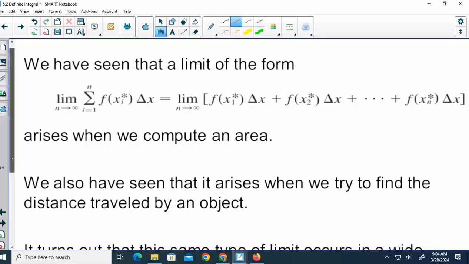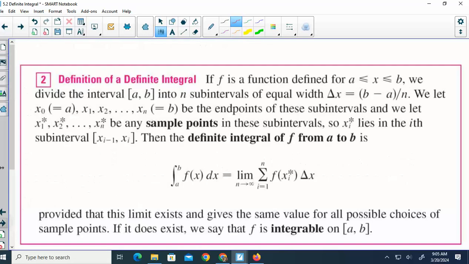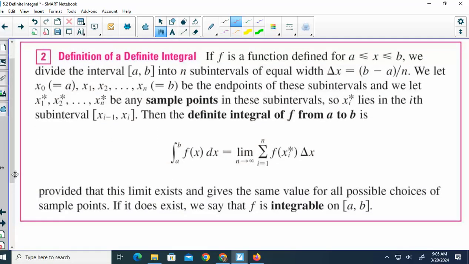All right. We can also see that same thing come up if we talk about distances traveled. So we've only talked about it in the context of area, but we can see it in terms of distance and a lot of other different situations. This thing that we've been calculating is actually referred to as an integral. So an integral is this long skinny S thing, okay?